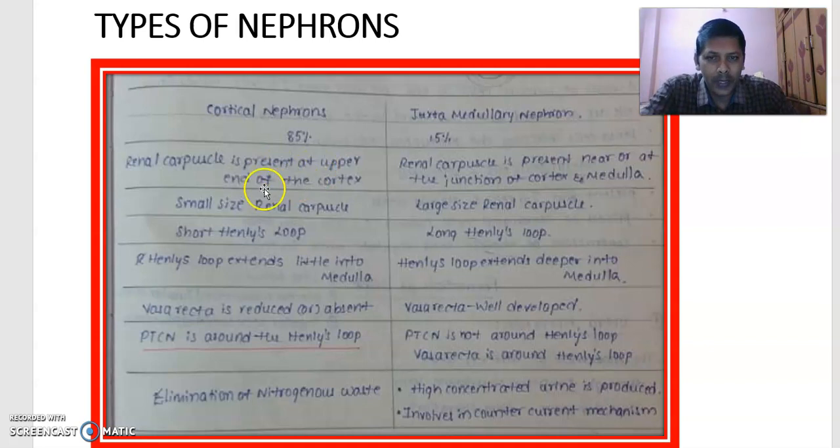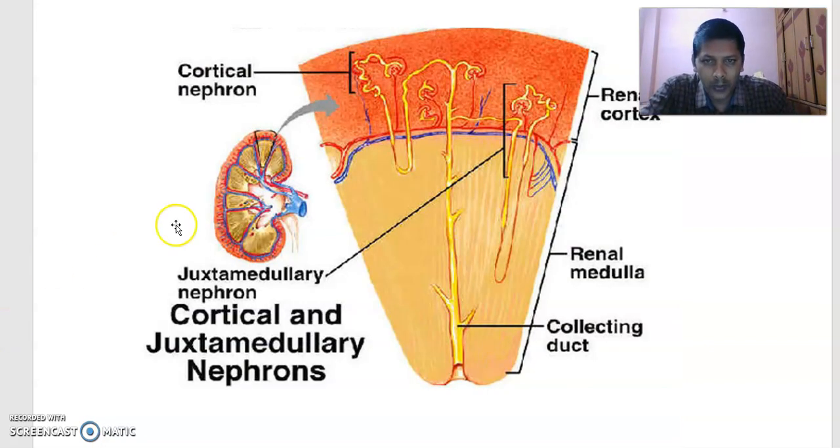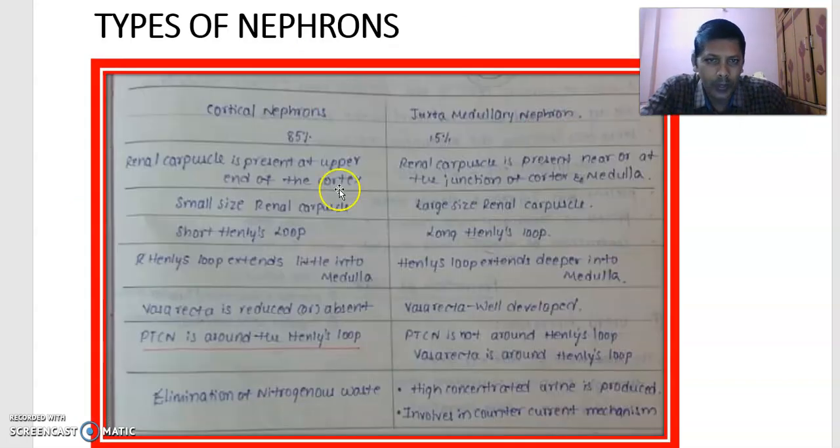In cortical nephrons, the renal corpuscle is present at the upper end of the cortex. Next one here: in juxtamedullary nephrons, the renal corpuscle is present near the junction of the cortex and medulla.